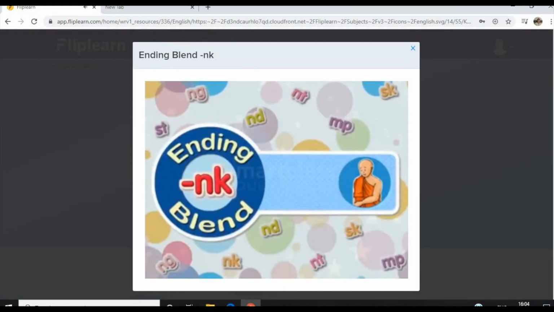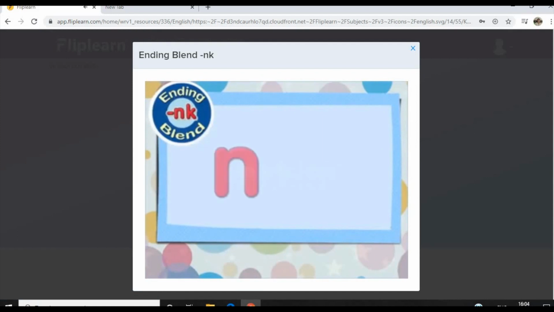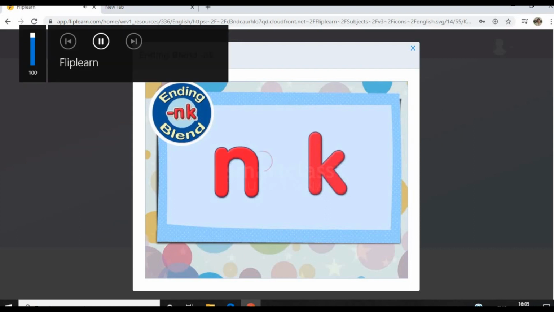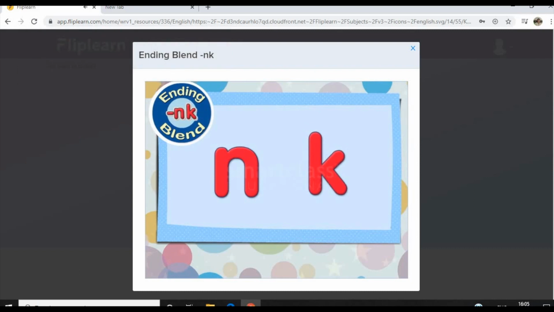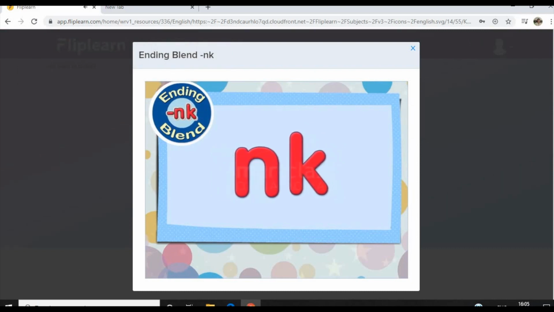Ending blend, nk. What is this letter? This is N. It says n. And what is this letter? This is K. It says k. Letters N and K join to sound like nk. What do letters N and K say? Together they say nk. Can you say nk?